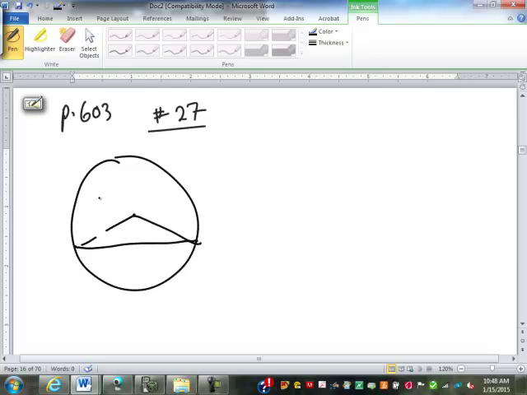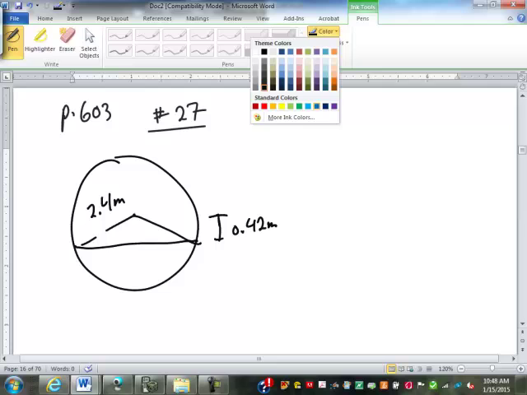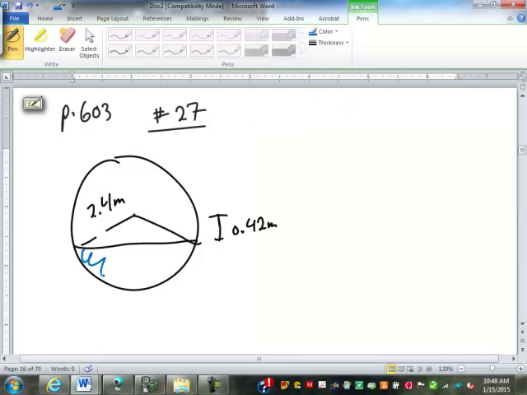And this circle has a radius of 2.4 meters. And there's a height here of 0.42 meters. You're asked to find the area of this piece down here. Basically, it's called the area of a segment. First step whenever we're dealing with part of a circle is to find the area of the full circle.